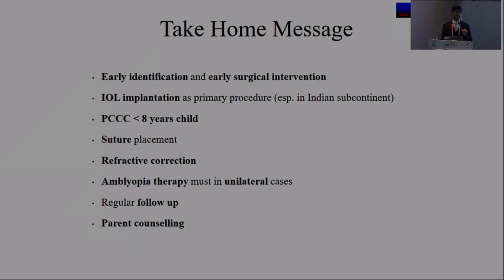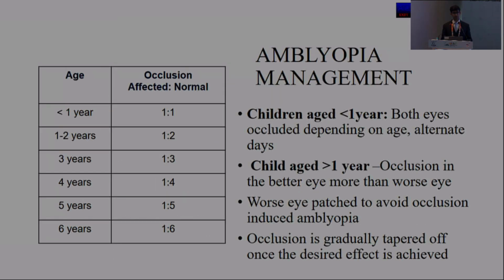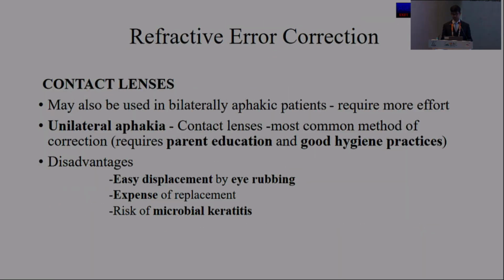And parent counseling before the surgery, that the kid would require long follow-up. There might be a need for re-surgery in the form of a membranectomy if VAO develops, or IOL exchange later if there is a refractive myopic surprise when the kid grows older. And there are certain post-operative complications as well, like VAO and glaucoma, which should be managed appropriately. So I thank you all for your kind attention.